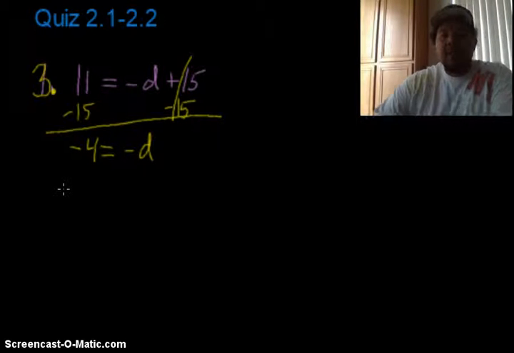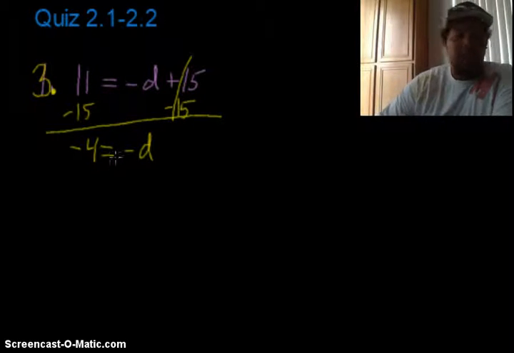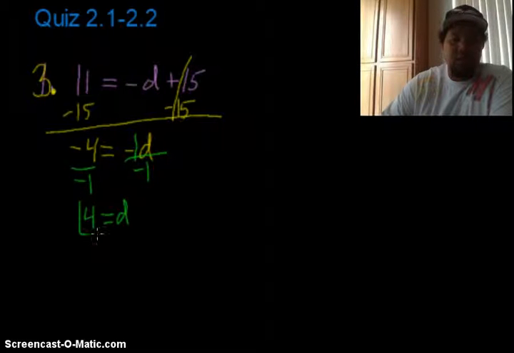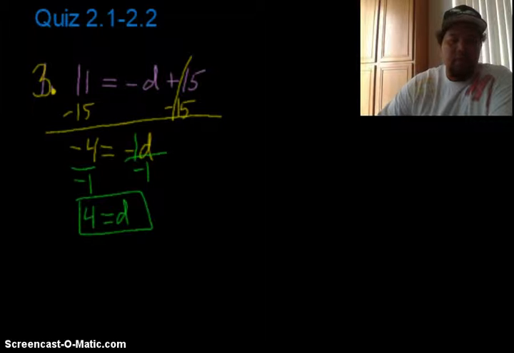Most students got to this step right here, but they forgot about the negative sign. I told you if there's a negative in front of it, we want the d totally by itself. We want it to be a positive d. So there's an implied -1 there. So we're going to divide both sides by that -1, giving us a +4 as our answer. So this is what you should have gotten.